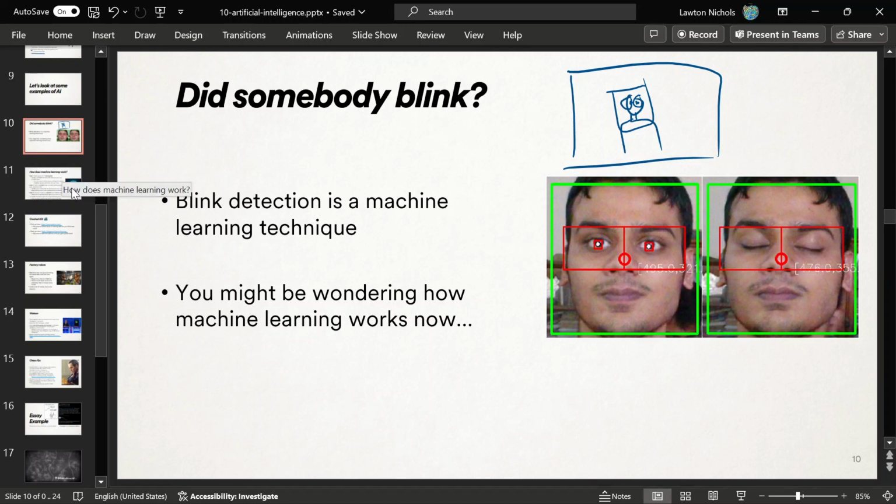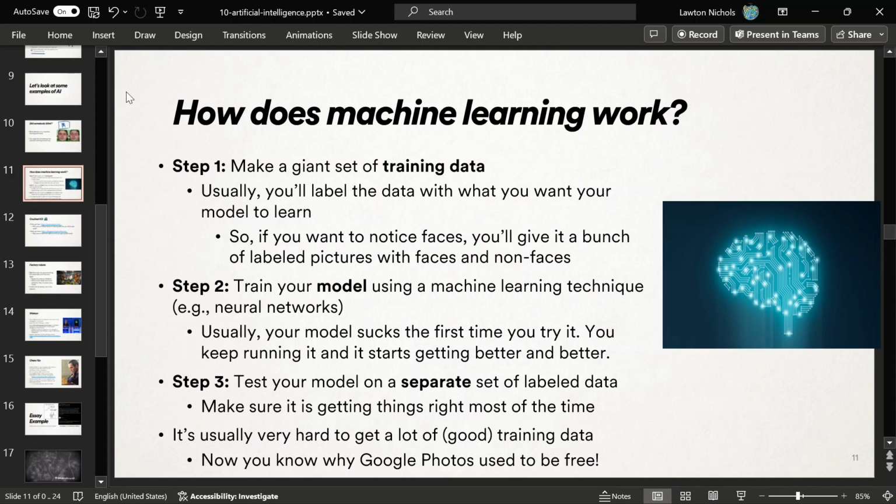All right, so in general, let's talk about how machine learning works. It's a 3-step process, or at least that's how I want to introduce it to you. If you're going to make software using machine learning, if you're trying to solve a machine learning problem, have a computer think for itself, like notice blinking, the first step is usually the hardest: to make a giant bucket full of training data, which is what we call that. For this example, you need to get a giant amount of images. And usually you're going to label that data so that you can train your machine learning program, which is called a model, by the way.